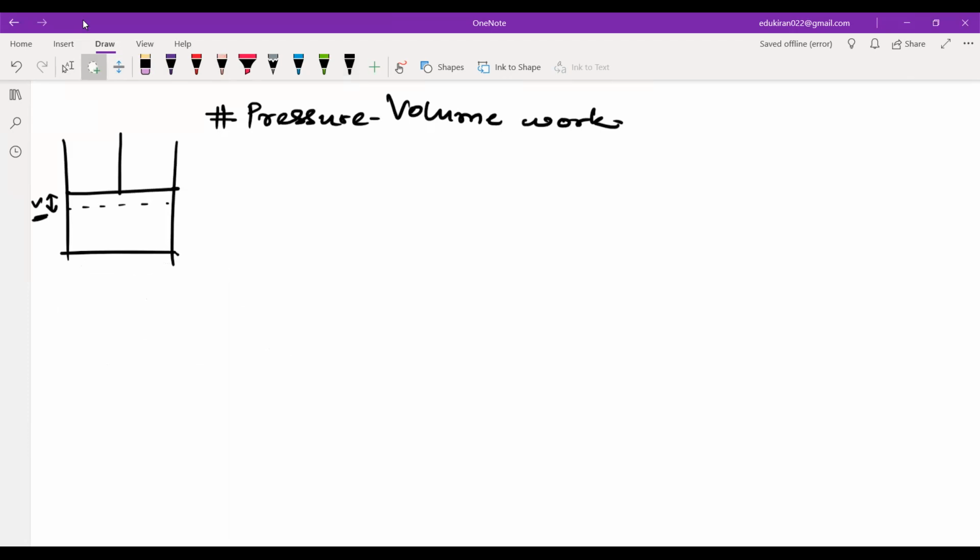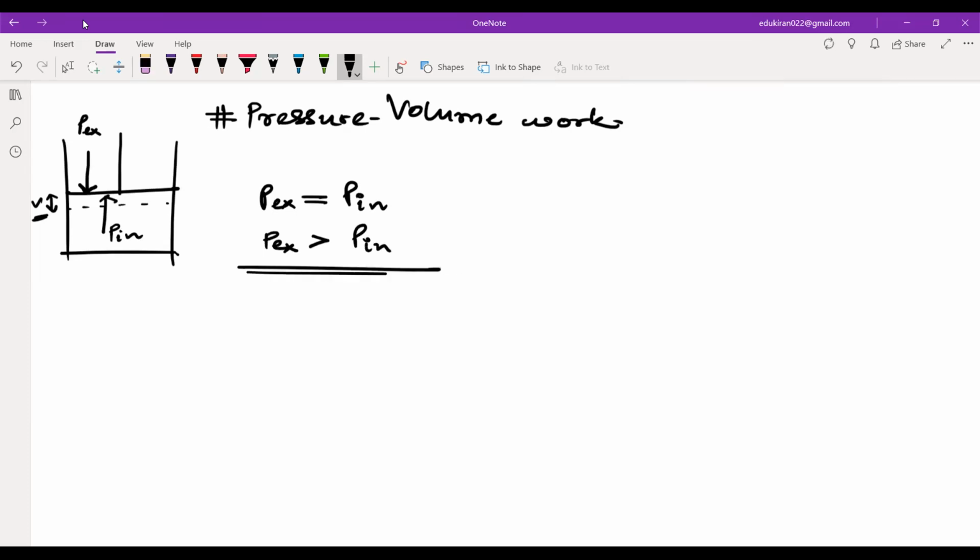I am giving some pressure, so this is P external. And there will be some internal pressure, right? When P external is equal to P internal, nothing will happen. The piston will not be moving anywhere. This is the case where we say that it is at equilibrium. But let us say that I am pushing down the piston, and hence P external is greater than P internal.